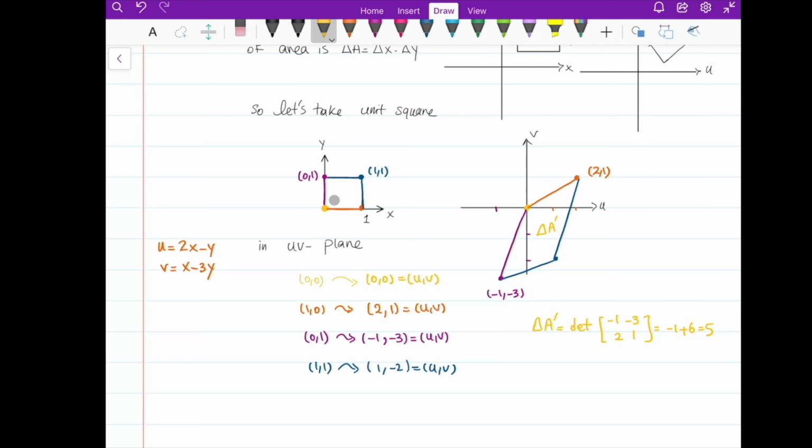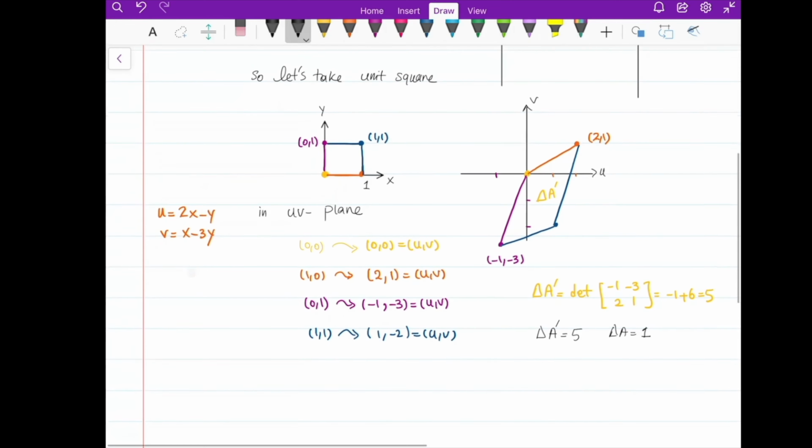The area of this one is just 1. So delta A in here, which was 1, is 5. Delta A prime is 5, and delta A is just 1. For any rectangle that we choose, the area after the transformation would be 5 times the area of that one. It's just because we have a nice linear transformation in here.